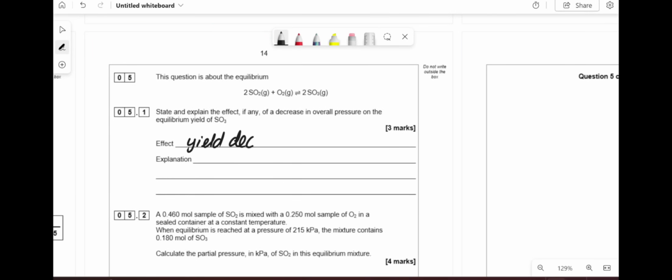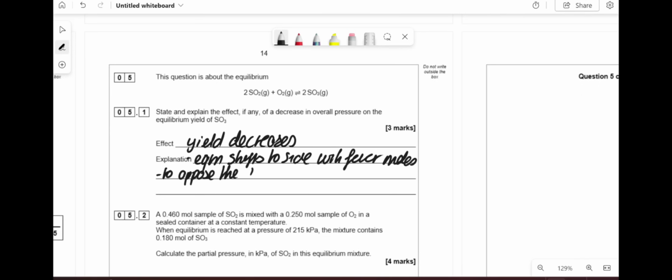So the yield decreases. Whoops, I forgot to write the word decreases. Now why? It's because the equilibrium, I'm gonna write EQM for short, but you need to write equilibrium in your exam, shifts to the side with fewer moles. Why? To oppose the decrease in pressure.